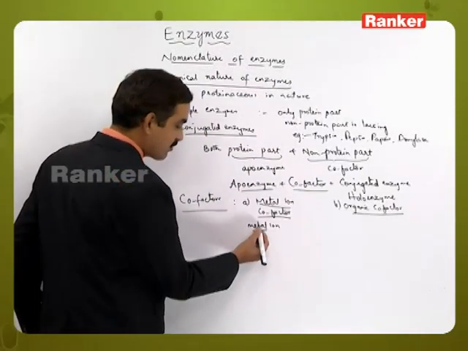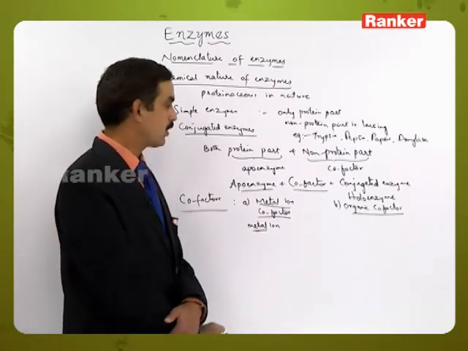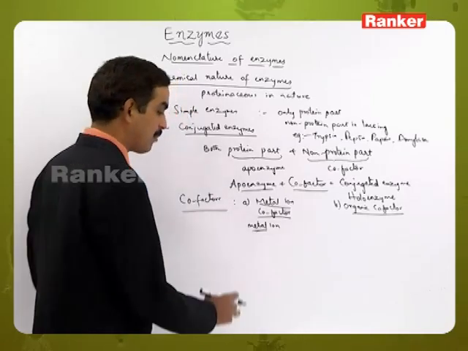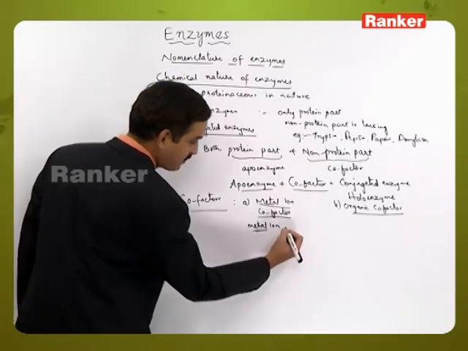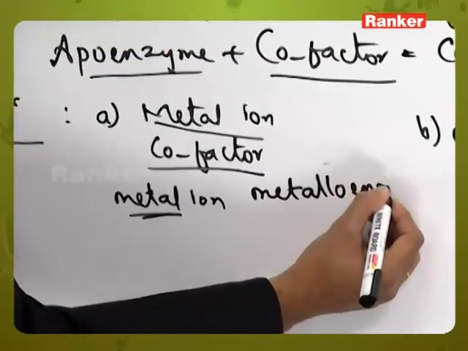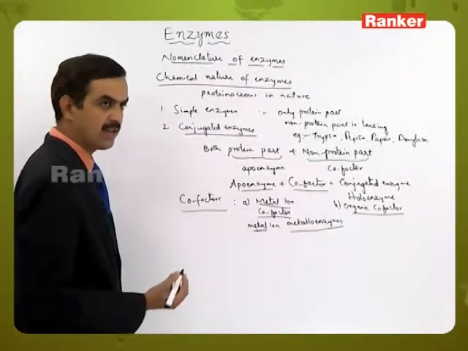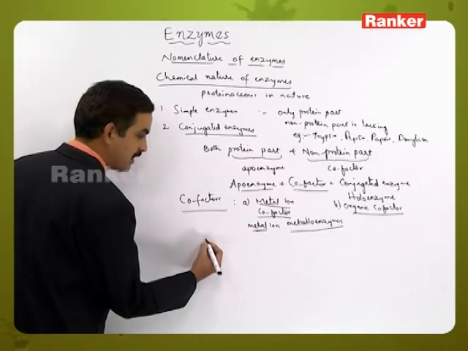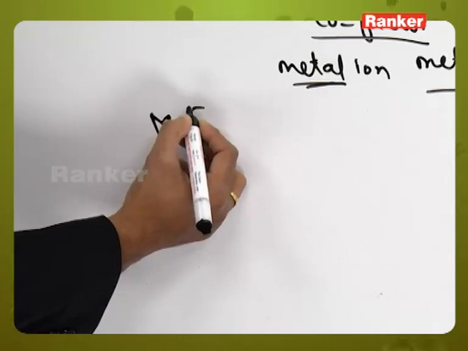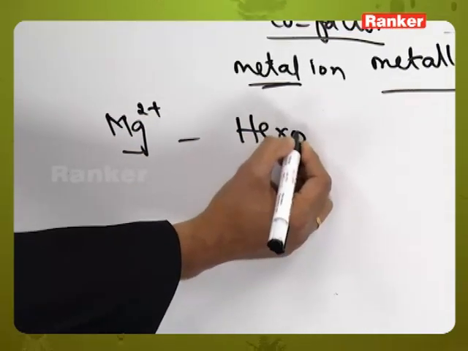and without the presence of this metal ion cofactor, the conjugated enzyme will not have that catalytic ability. Let us take some enzymes here. Otherwise, we can call these metal ion cofactors metalloenzymes. The other name for the metal ion cofactors is metalloenzymes. Let us take some examples. Mg+2 is acting as a metal ion cofactor for the hexokinase enzyme.